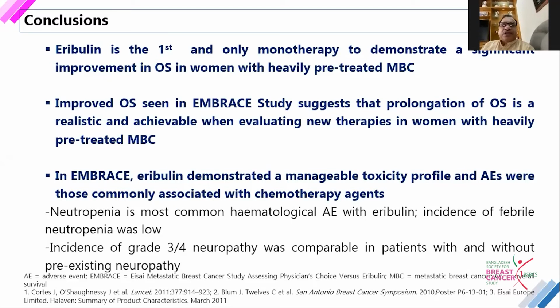In the EMBRACE study, Eribulin demonstrated a manageable toxicity profile, and adverse effects were those commonly associated with other chemotherapy agents. Usually neutropenia is the most common hematological effect, but the incidence of febrile neutropenia is low. And the incidence of grade 3 and 4 neuropathy was comparable in patients with or without pre-existing neuropathy.